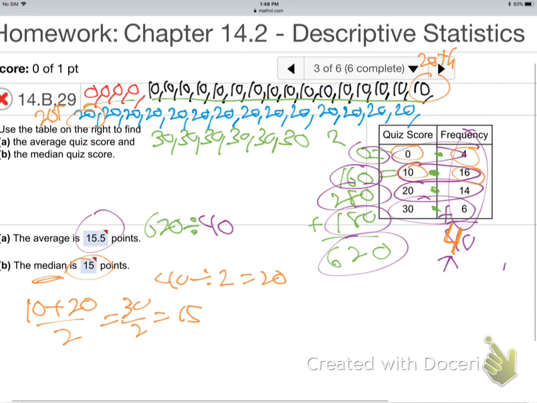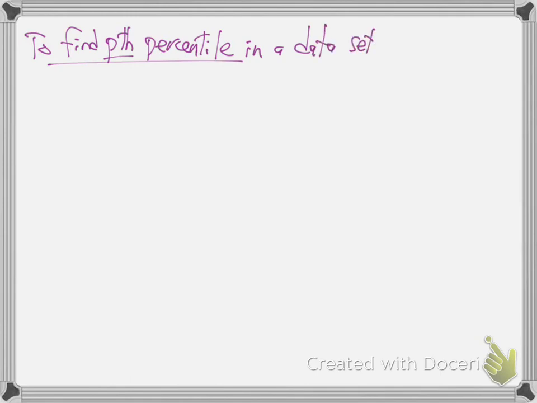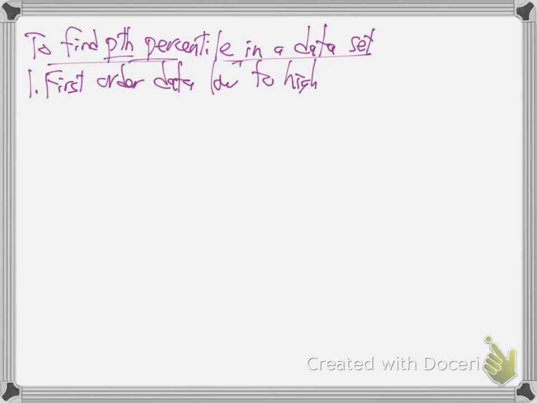All right. So the table ones are important. They get people a lot. Okay. Yeah, in fact, let me just do it over here on a blank screen, and I'll get you the percentile formula. All right. So to find the pth percentile in a data set, how do you find the pth percentile? Well, first, order the data low to high. So put it in order.